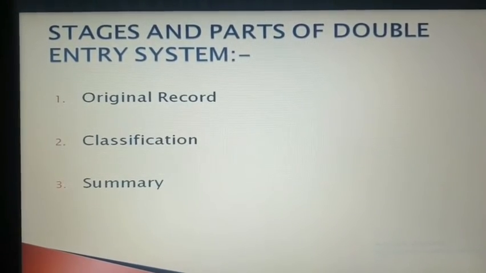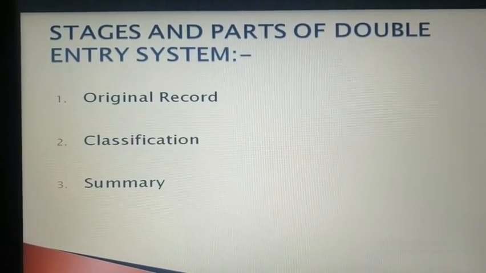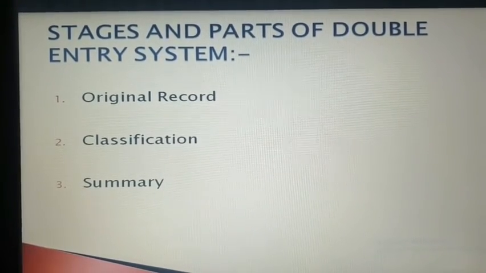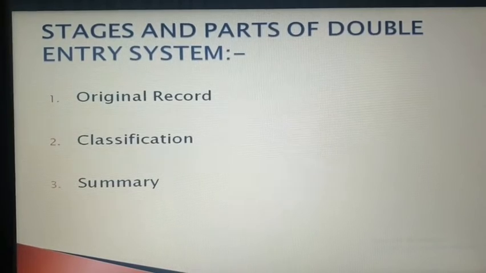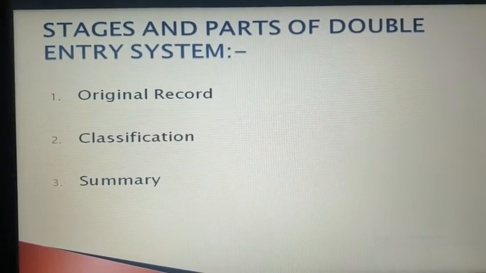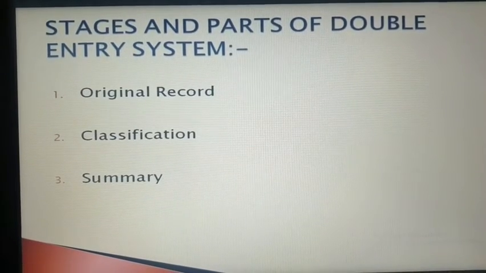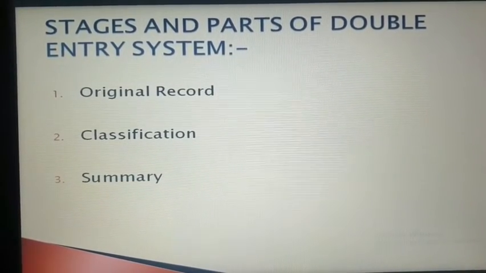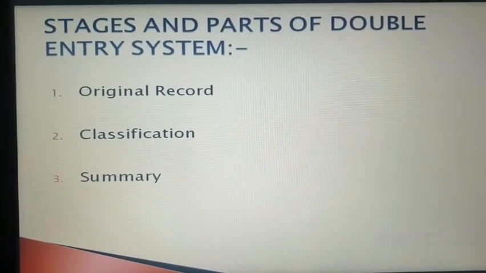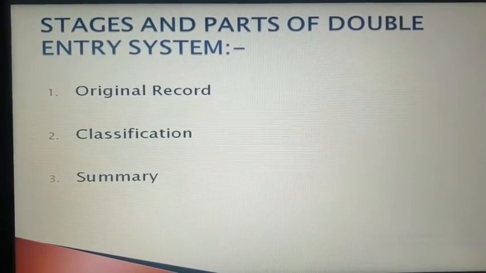Now the second stage of double entry system is classification. After the preparation of journal or subsidiary books, the transactions are classified into separate accounts in which similar nature of transactions are recorded at one place, that is called ledger. So classification is done in the form of ledger, and classification is the second stage of double entry system. Now third stage is summary.